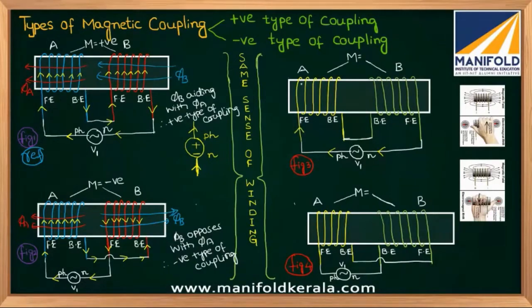So it is entering at front end. Entering at front end, leaving at back end, entering at front end, leaving at back end. Yes, entering at front end in coil B also.